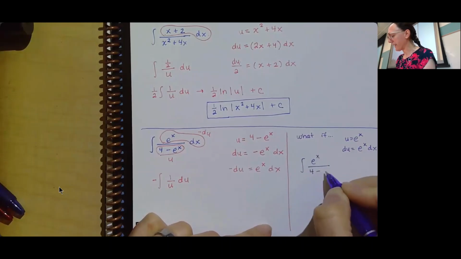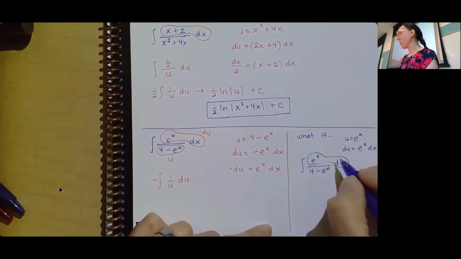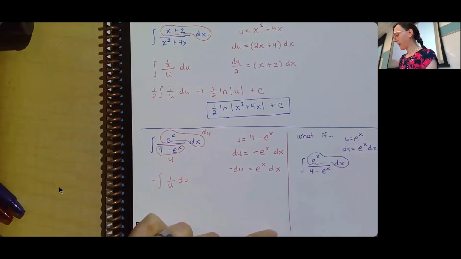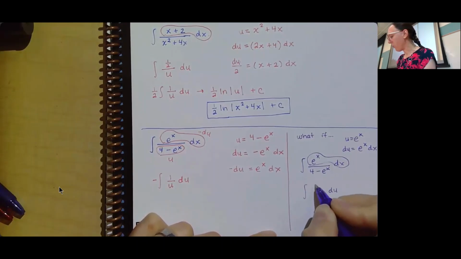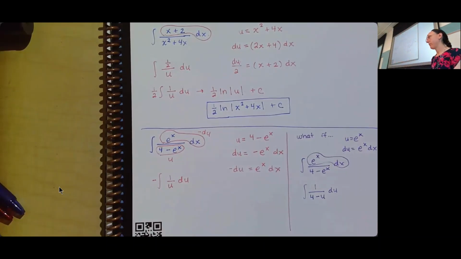So now I'm going to think about how I would translate this. So now my numerator would just be du. That's fine. And my denominator would look like 1 over 4 minus u. I have a problem with that. What's the antiderivative of 1 over 4 minus u?